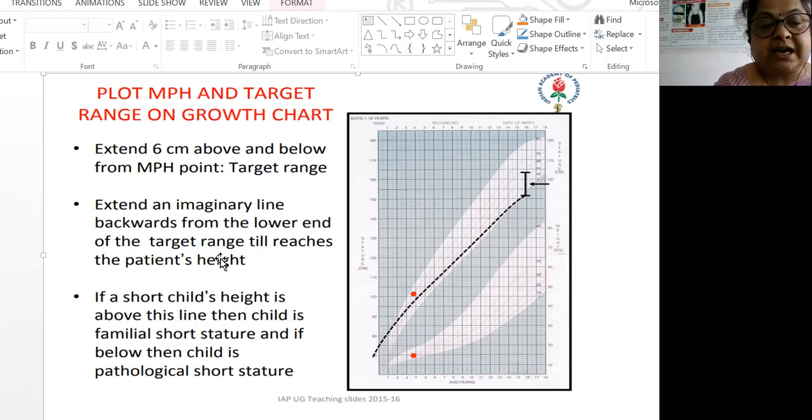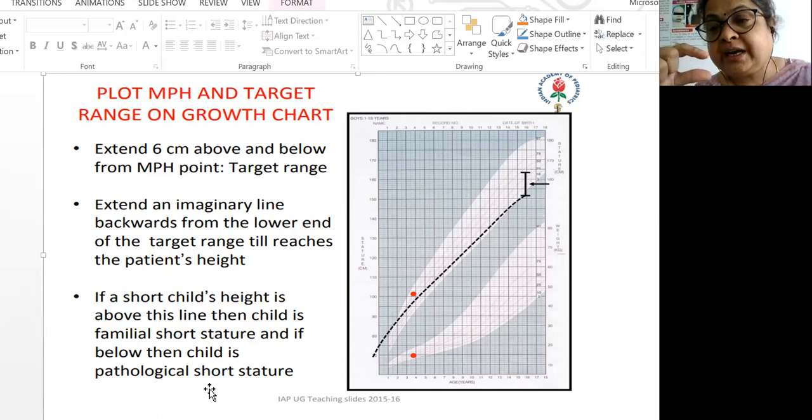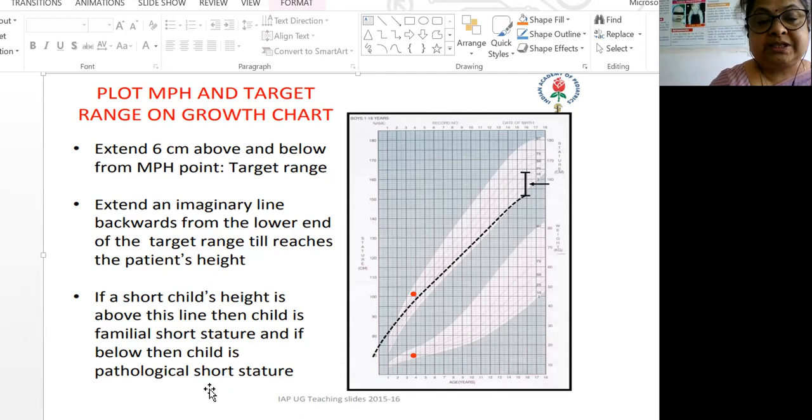Extend an imaginary line backward from the lower end of the target range till it reaches the patient's height. If a short child's height is above this line, the child has familial short stature. If it is below, it is pathological short stature. So when you have taken the range, if it is falling below this range, then it is pathological short stature. Okay.